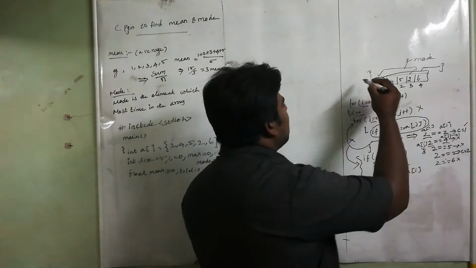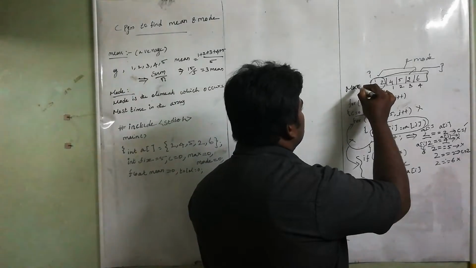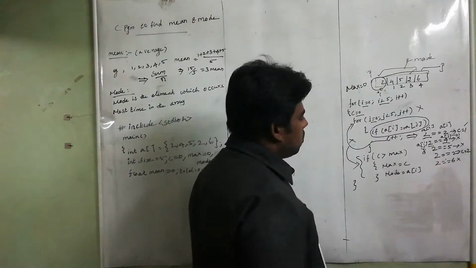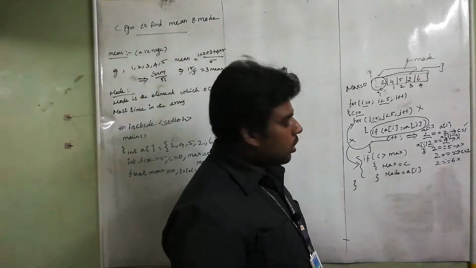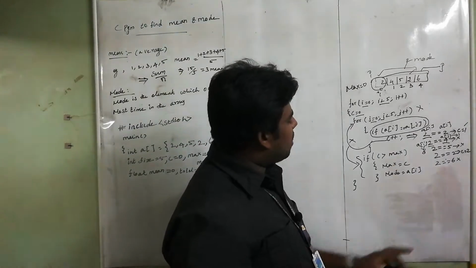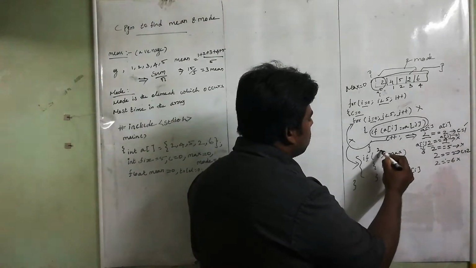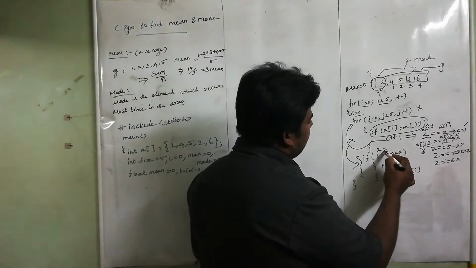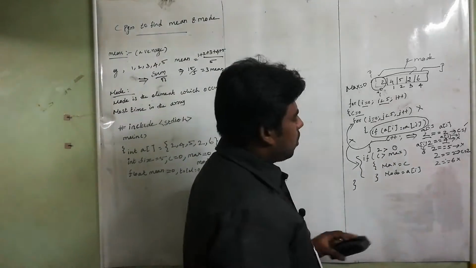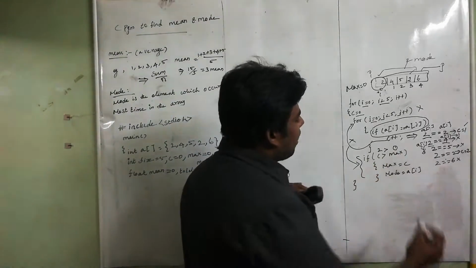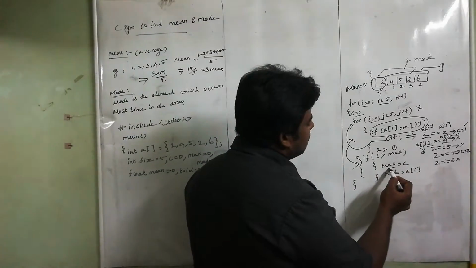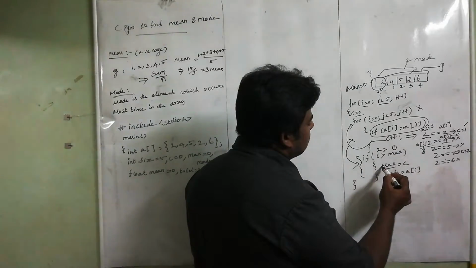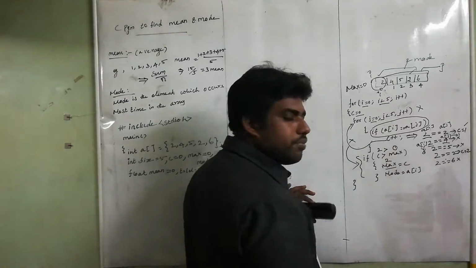Okay, initially max is also 0. Consider max is also 0. Okay, so c greater than max. What's the c value? 2. Greater than, what's the max value? 0. Condition is true. Then I will store the c value inside the max. Now what is max? Max is nothing but 2.